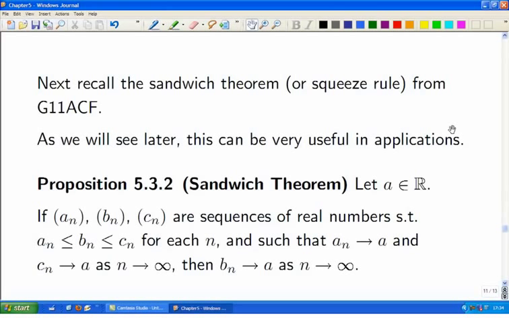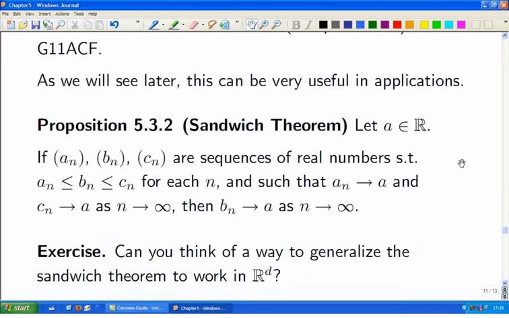Now, here's a useful fact from last year that I'll remind you of. If someone gives you a sequence and you don't know if it converges or not, and you're trying to prove it converges, one useful way to do it is to sandwich it between two other sequences which you do know converge. But that only works if you know that the sequences you sandwiched it between both converge to the same limit. You don't get much information if the sequences you sandwich it between converge to different limits.